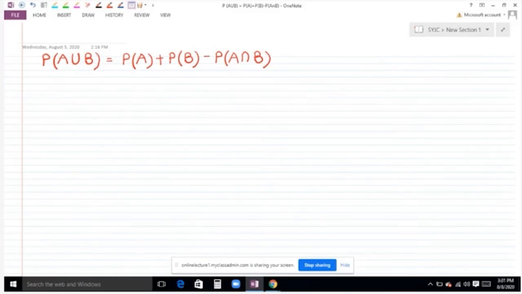So here in this case, your aim will be to find the probability of A union B. But for finding the probability of A union B, first of all, you will have to find three values. तुम्हें यहाँ पे पहले तीन वैल्यूज फाइंड करने होंगे.